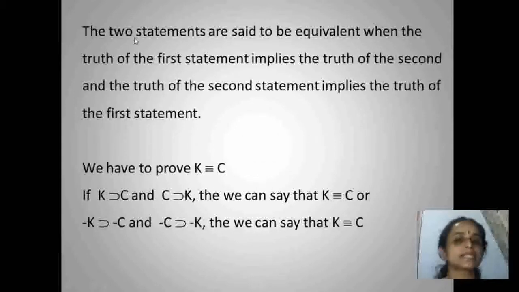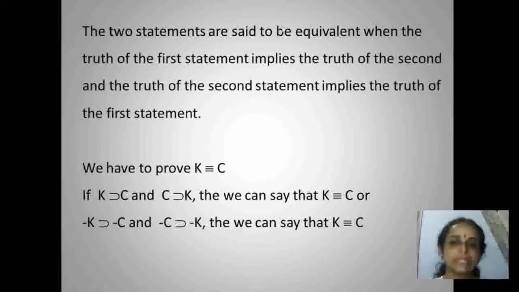Two statements are said to be equivalent when the truth of the first statement implies the truth of the second, and the truth of the second statement implies the truth of the first statement. That means if the Kelvin-Planck statement is true, then the Clausius statement also should be true. If the Clausius statement is true, then the Kelvin-Planck statement should also be true. That is the meaning of the equivalence of the Kelvin-Planck and Clausius statements, or any two statements.